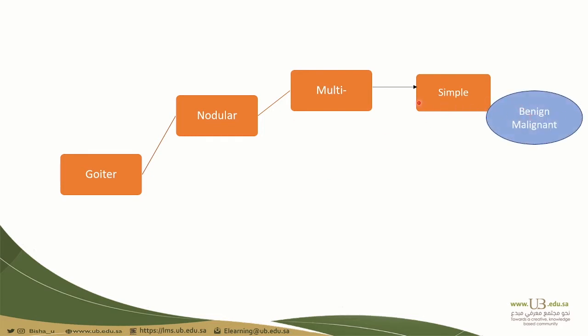So if you look at this diagram, which is taken from the classification which we talked about at the beginning, if I have a patient, I can present this patient like simple multinodular goiter. Or a patient having single nodule or solitary nodule, I can say simple solitary nodular goiter, and so on. So this is the use of that classification which we talked about at the beginning.